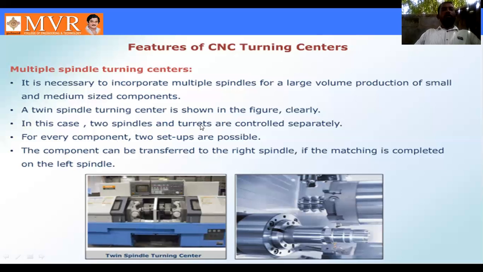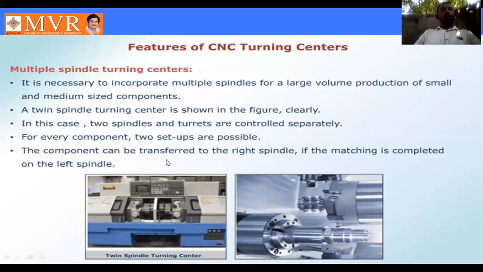In this case the two spindles and turrets are controlled separately, so we can use the two spindles for two tools, and two operations are done on this machinery simultaneously. Why? Because it is for small and medium sized components manufacturing, we can use this type of technology, multi spindle turning centers. The first turret and second turret perform operations separately. For every component two setups are possible.